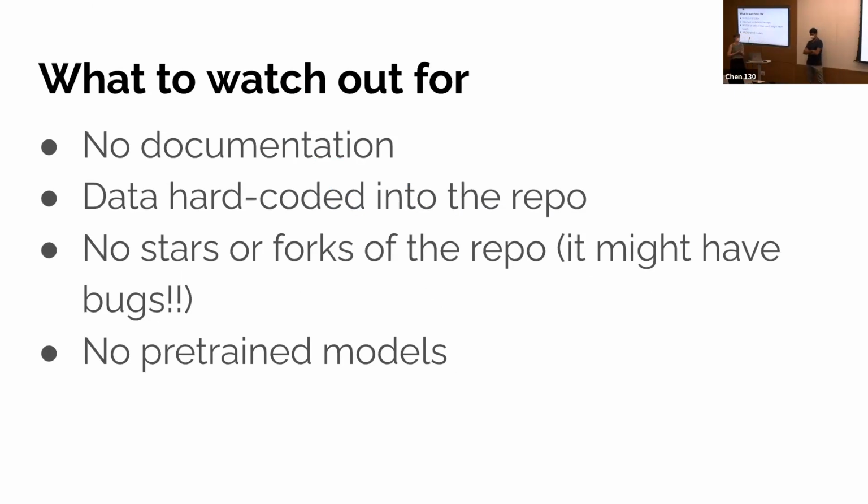Now, the things you want to look for in those repositories is you don't want it to be something where there's no documentation. If you look at the code and the data is hard-coded into the repository, so they haven't thought at all about making it flexible to work with different people's data sets, that's just going to make it really hard for you to use it. So you want to check and make sure it supports bringing your own data set to that repository. If there's no stars, no forks of the repo, it might just have a lot of bugs, or it might just be not very well written.